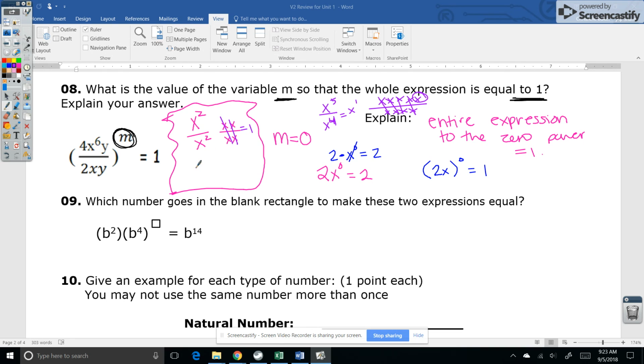What happens if we subtract these? What's 2 minus 2? That's 0. But we've already done it this way and said it was 1. So that means that 0 power really means 1.